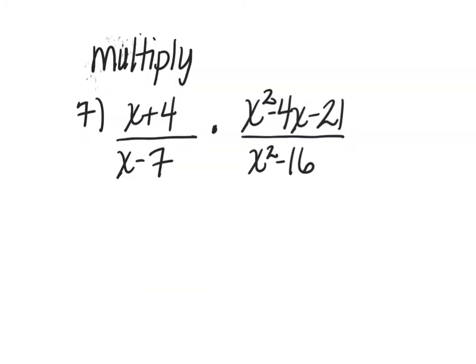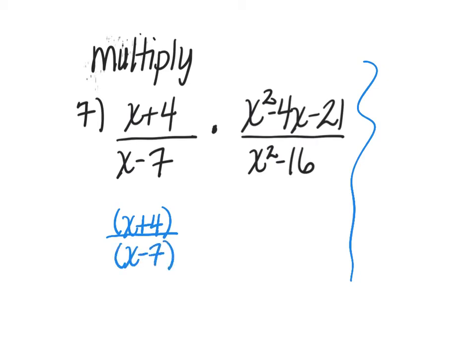All right, so number 7, we have x plus 4 over x minus 7 times x squared minus 4x minus 21 over x squared minus 16. When I look at my first fraction, I'm ready for my scratch work. I have x plus 4 in the numerator. Well, that can't be factored, so I'm just going to write it in parentheses so I remember that it's a unit, over x minus 7. The x minus 7 also can't be factored.